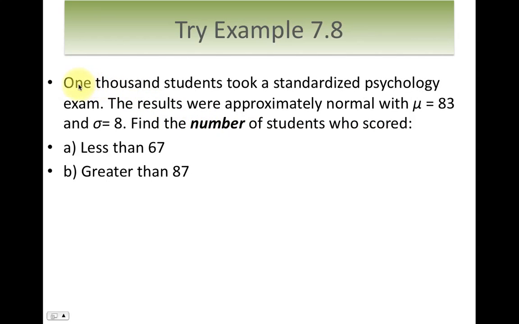Now, how are you going to find that? Well, you're told that 1,000 students took the exam. So if you're told that there's a total of 1,000, you can figure out how many students based on the percent of students that scored less than 67. If you can find that percent, then you could easily find out how many of them we're talking about if we know we're starting with a total of 1,000. Okay, so pause the video and see if you could come up with some answers for this.